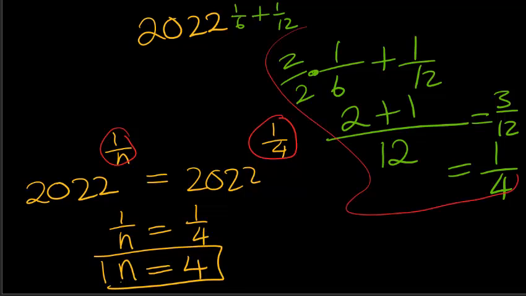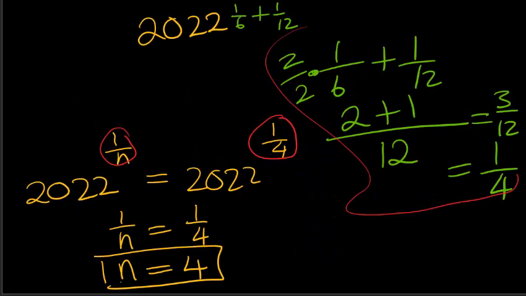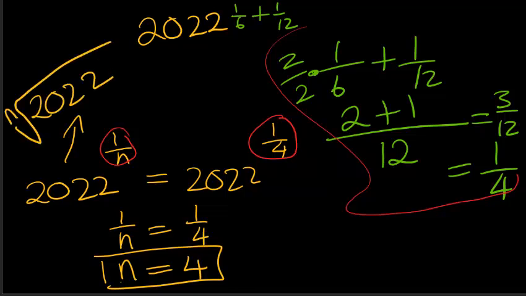Back to the question. The answer to the question, what is the value of n alone? n is equal to 4. Be careful now. Don't say that n is equal to 1 over 4, because it is 1 over n. So if I went back to this one and I wrote this as a root sign, this would technically become 2022 to the root of n, where n is replaced with the number 4. So it's the 4th root of 2022.